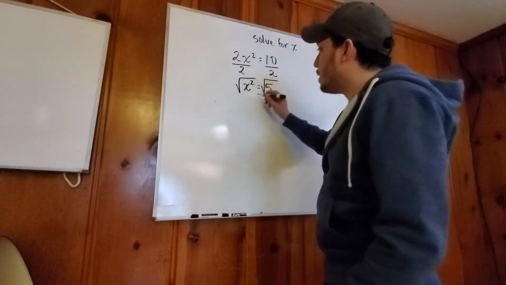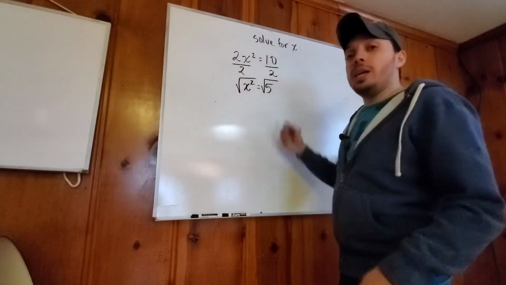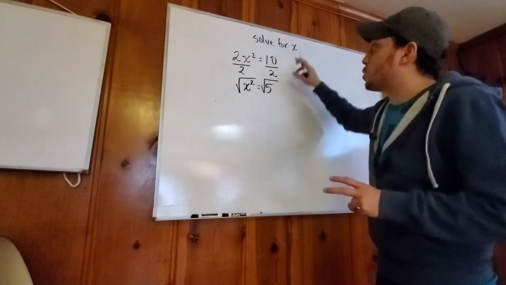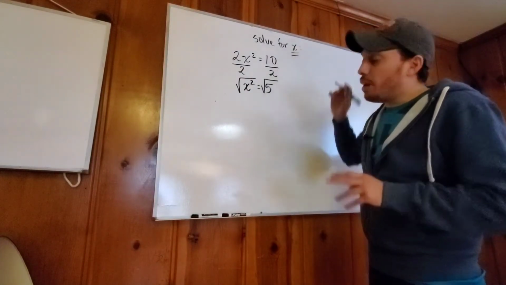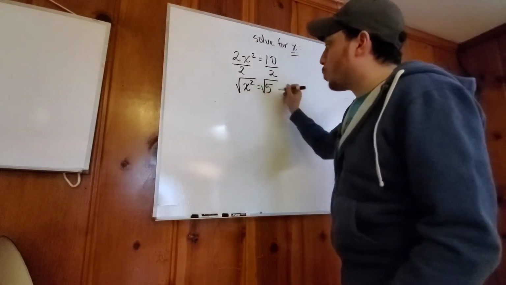Again, why? Because at first, the x was being squared, and the opposite of squaring is square rooting. And we're not finding x squared, we're finding x, right? Finding x, just x by itself. And so to find x by itself, I have to square root both sides.